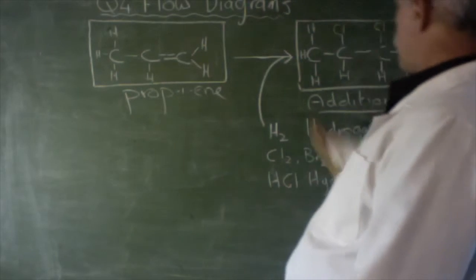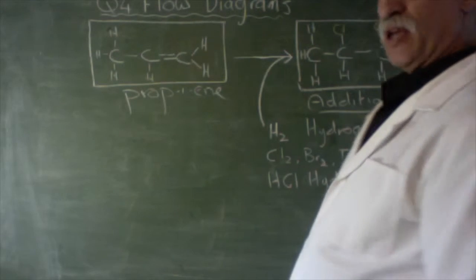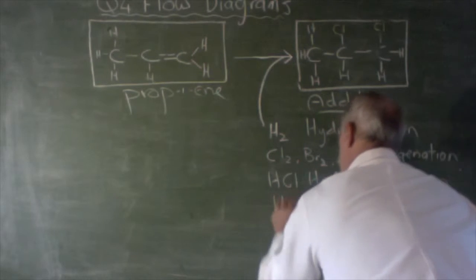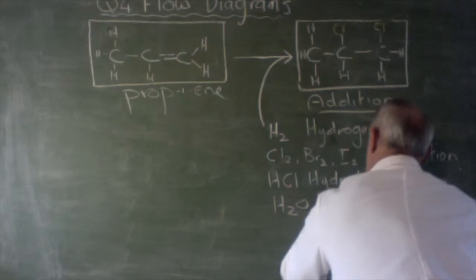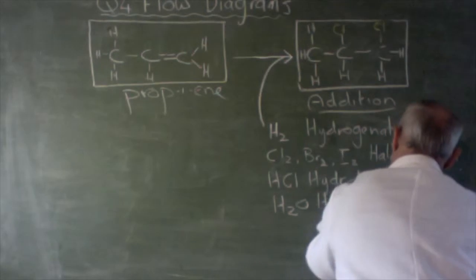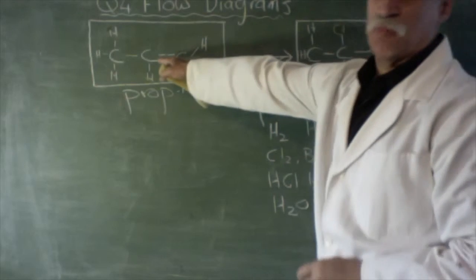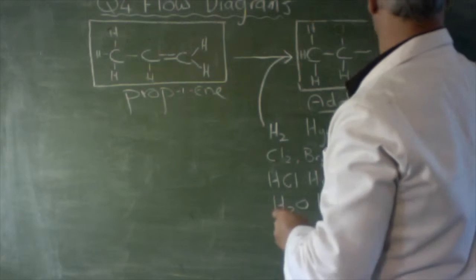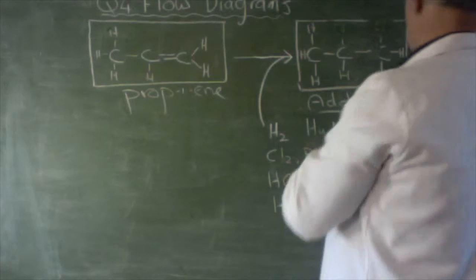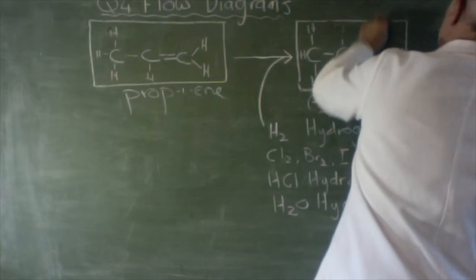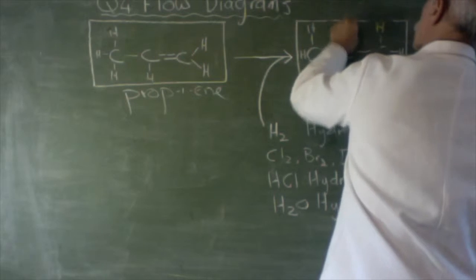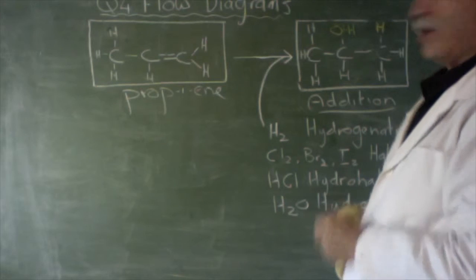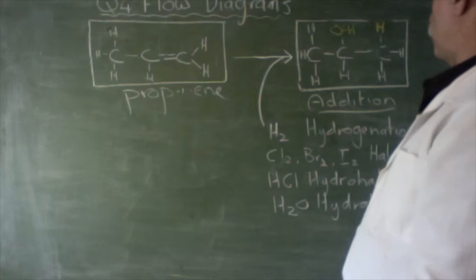We could also add water, and then we get hydration. So let's put that there, H2O, hydration. And because we're breaking a double bond, we're forming single bonds, let's put our water here. And there we would get our water molecule added on. And now that would be an alcohol. So there we've got 4 types of addition reactions.